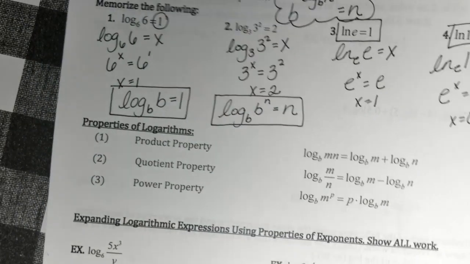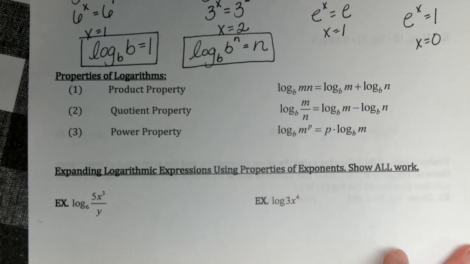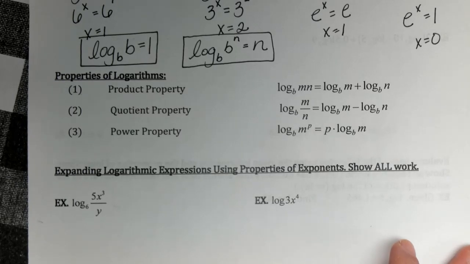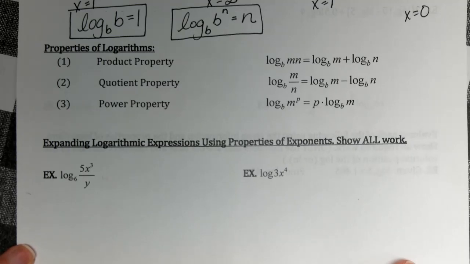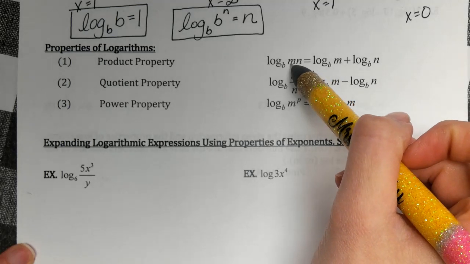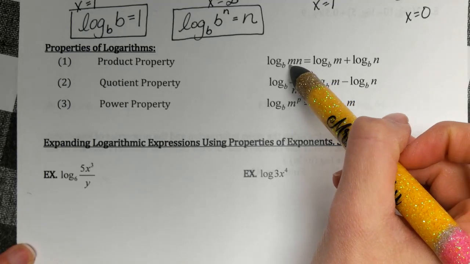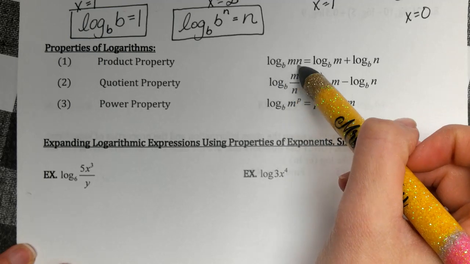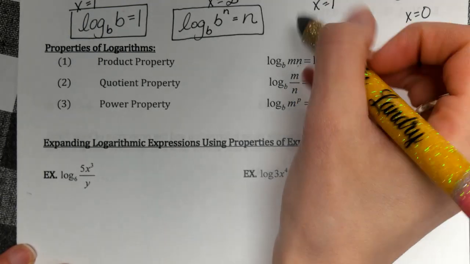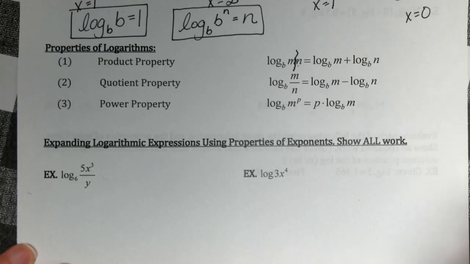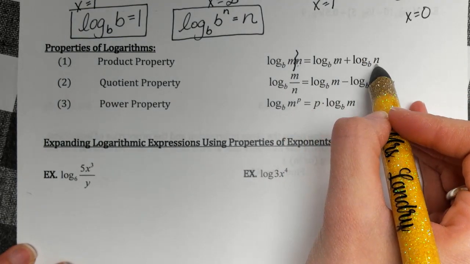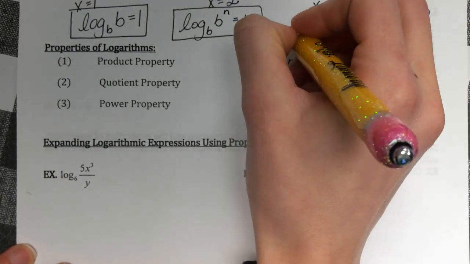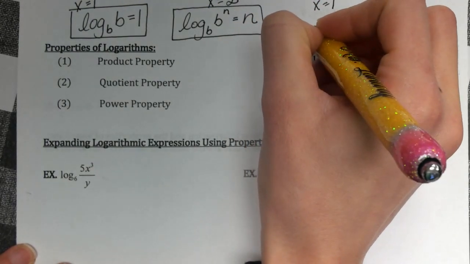So now we're doing properties of logarithms because we're going to expand and condense. Okay? I don't think these are really hard. You're just going to be writing a lot when you're expanding. Your product property tells me that if I'm multiplying two things, so log base b of m times n, then I can separate my m and n and add log base b of m plus log base b of n.